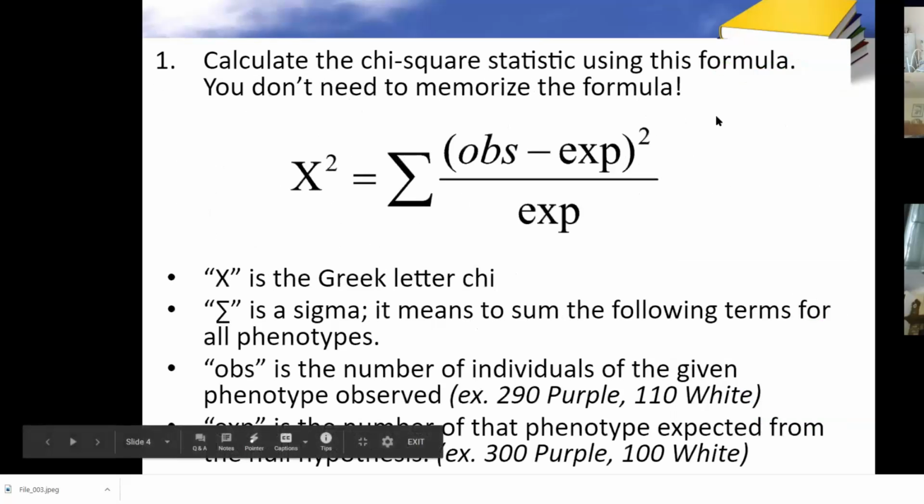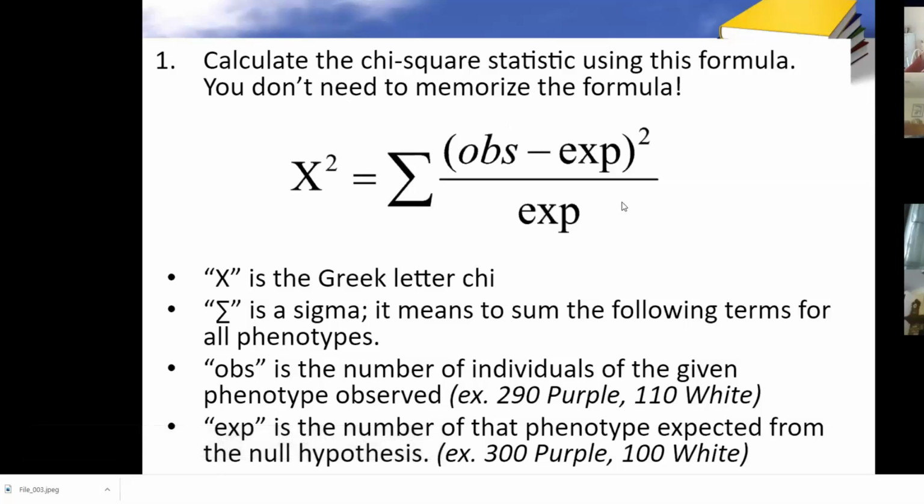So here is your equation, and you'll have a formula sheet with AP. In the formula sheet, this formula is there. You just have to be able to use it, okay? X is the Greek letter chi, not chai. You drink chai tea. Chi-square, okay? And we're not solving for X. We're solving for chi-squared, so you're going to leave it in that squared version.